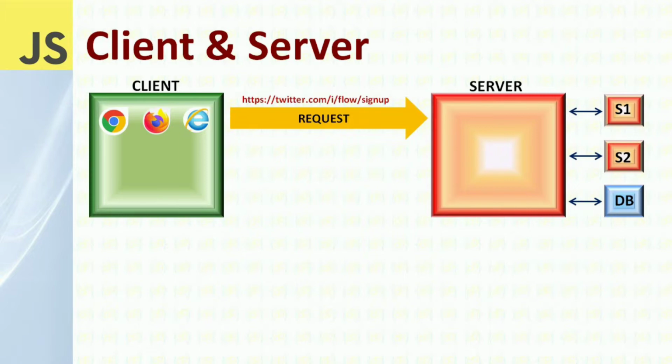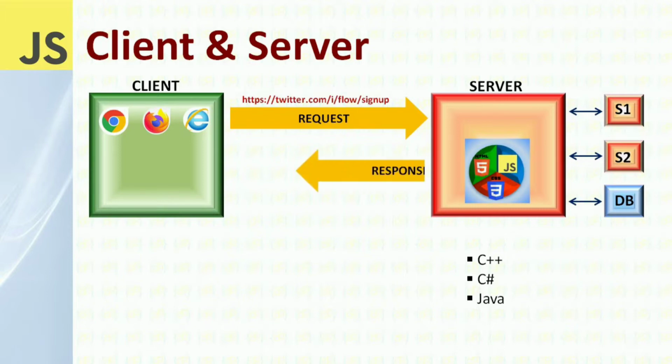The server will have a website deployed in it. The website may be written in any server-side scripting languages, for example, Java, C#, C++. These are examples of server-side scripting languages. We can use these languages to interact with databases and networks. Once the request reaches the server, it will create the response and send it to the client.